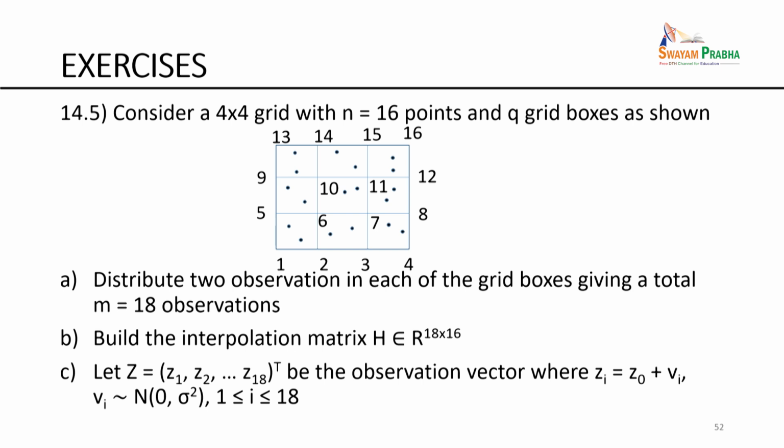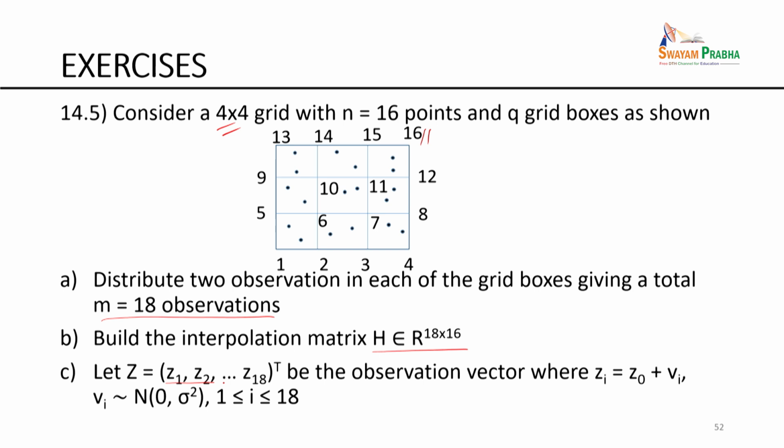Now, where are you going to get matrices? Consider the 4 by 4 grid. You remember the example for the least squares problem; I have discussed this in great detail. Distribute 2 observations in each of the grid boxes, a total of m is equal to 18 observations. So, I have n is equal to 16, m is equal to 18. Build an interpolation matrix which is 18 by 16, which I have already talked about.